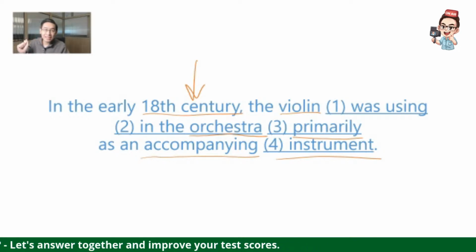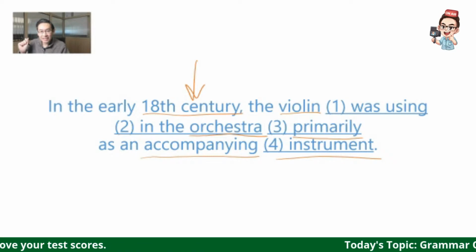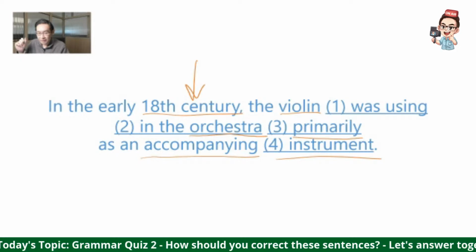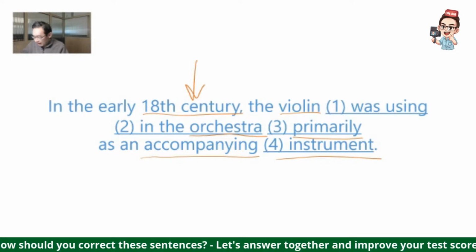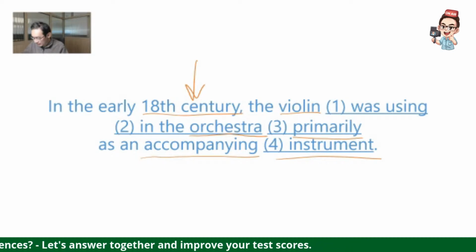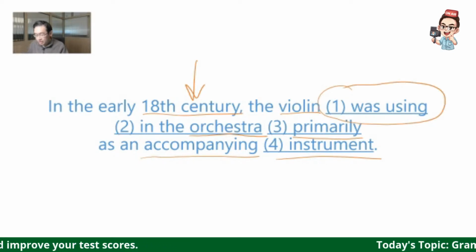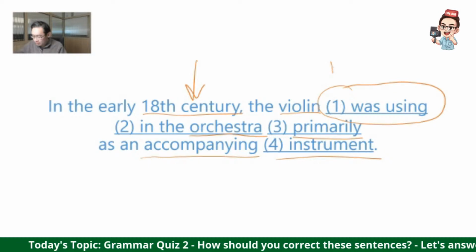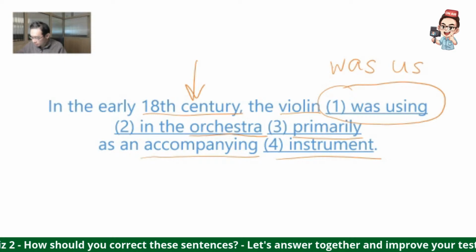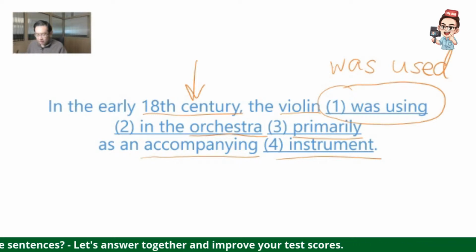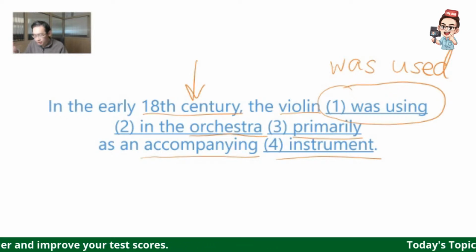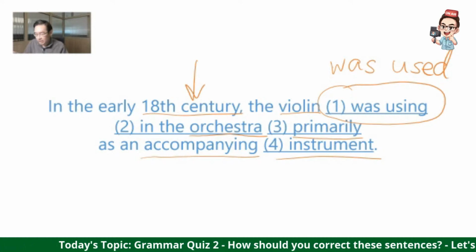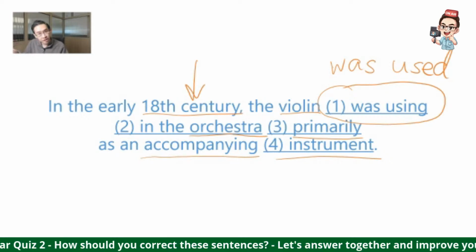So how can we correct this sentence? Have a guess. What do you think? Okay, so for this one, the answer that we need to correct, not the correct answer, is actually number one, was using. This one is an error. How can we correct this error? Well, we should say the violin was used. So it becomes in the early 18th century, the violin was used in the orchestra primarily as an accompanying instrument. Now, do you know the reason why we need to use was used instead of was using? Anyone?